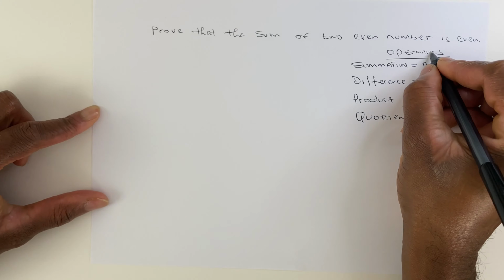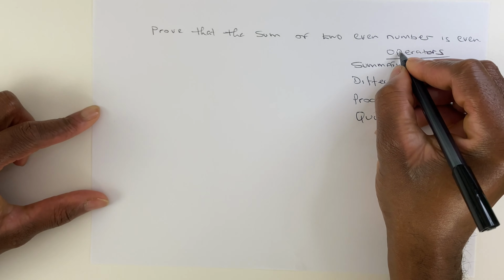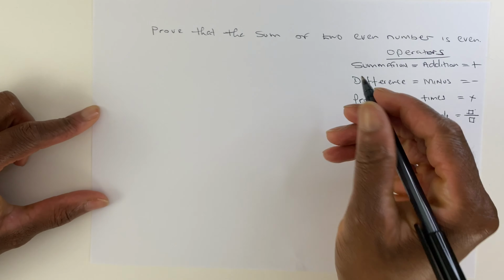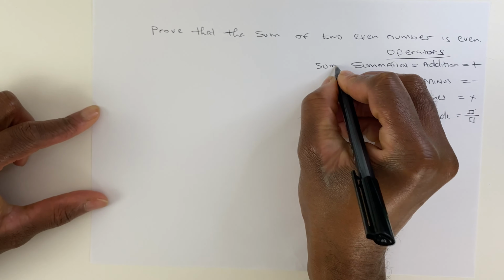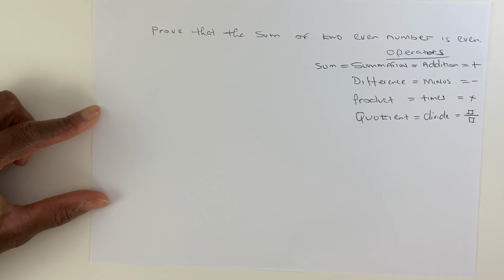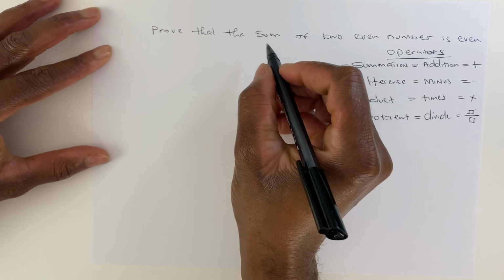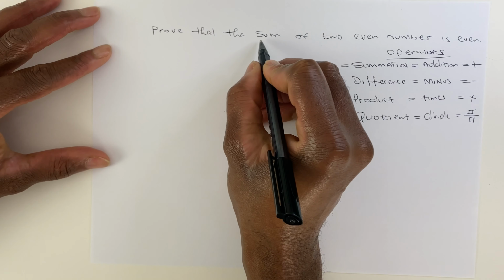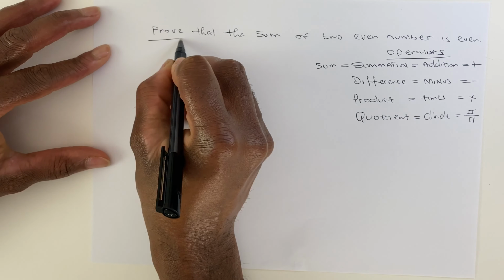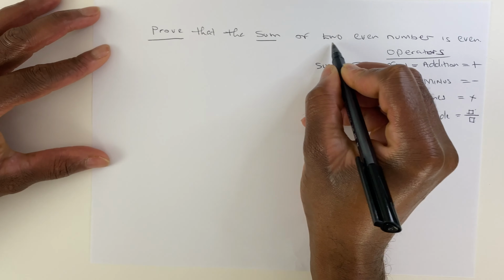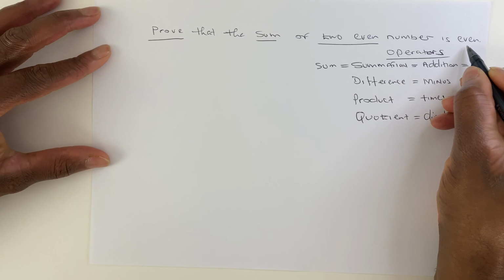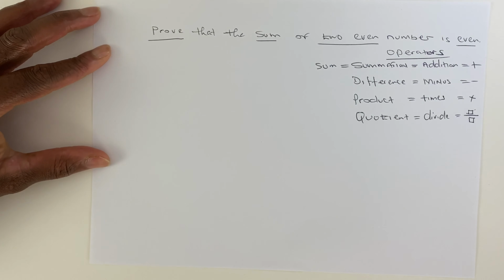So these are operators that we need to remember. The sum sometimes is called sum, which means summation. So that's addition and that's plus. So the question here is the key words we're looking for. Obviously we need to prove that the sum of two even numbers, when we add them together, gives an even number.